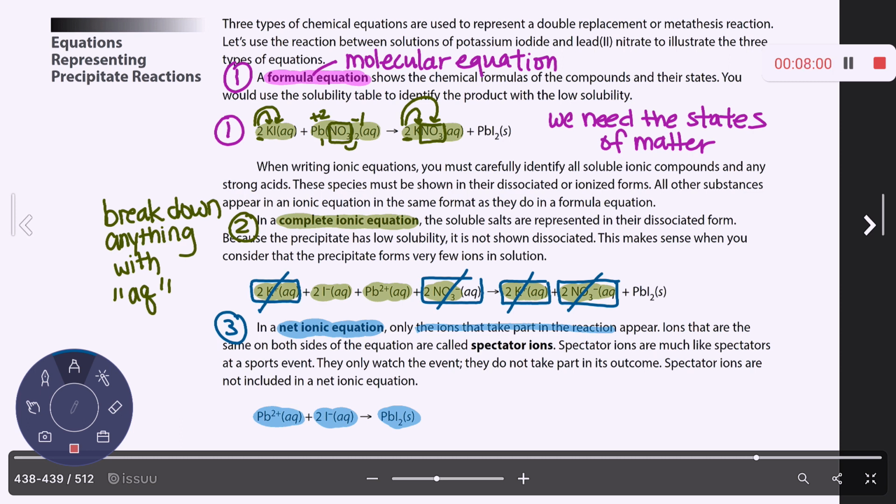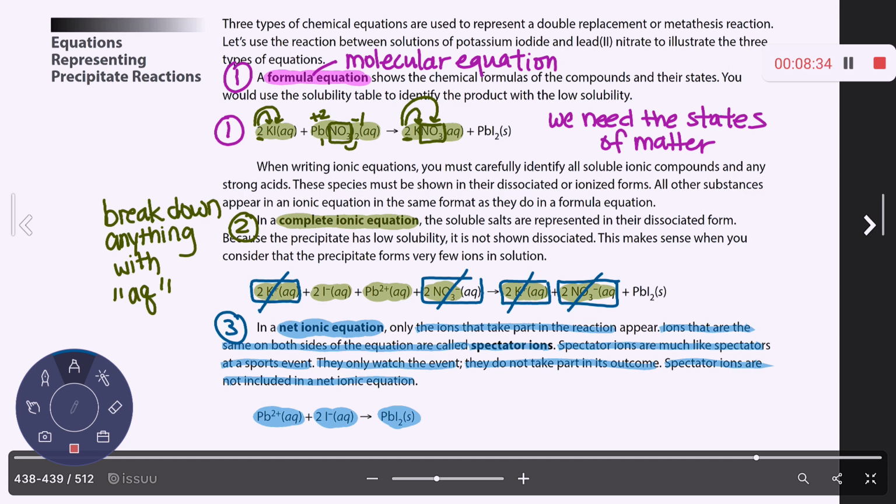And the things that we canceled out up here are called spectator ions. They don't actually participate in the reaction. They watch the reaction taking place. So ions that are the same on both sides of the equation are called spectator ions. Spectator ions are like the spectators at a sports event. They watch the event, they do not take part in it. So that's why they are not included in the net ionic equation.